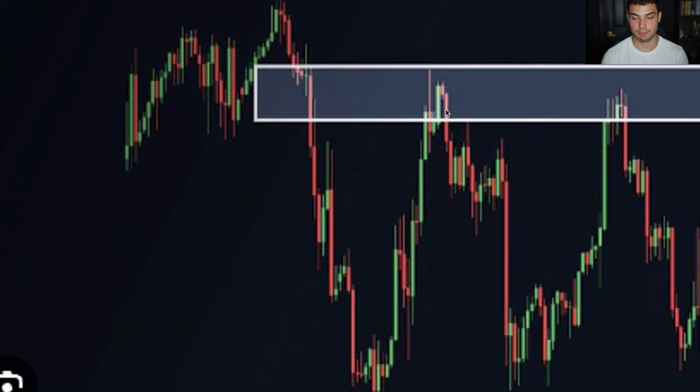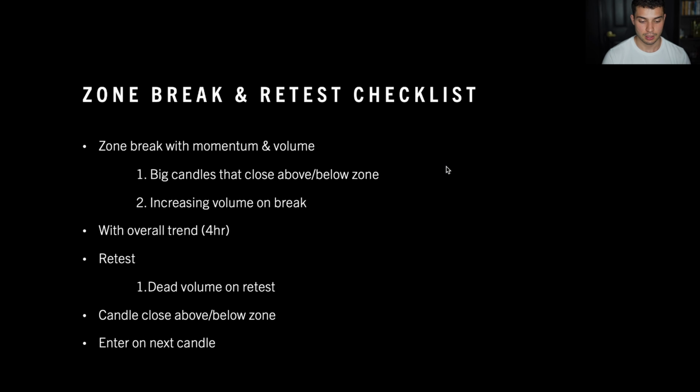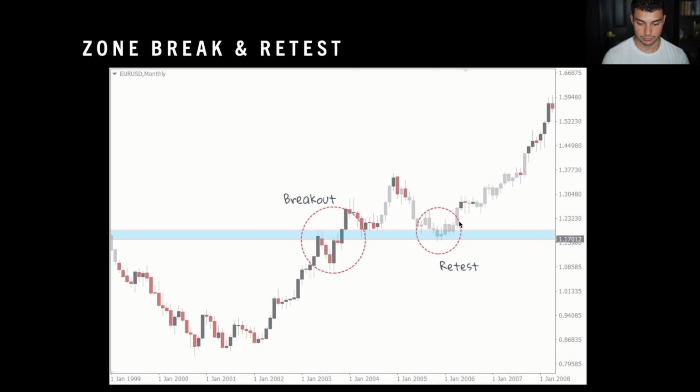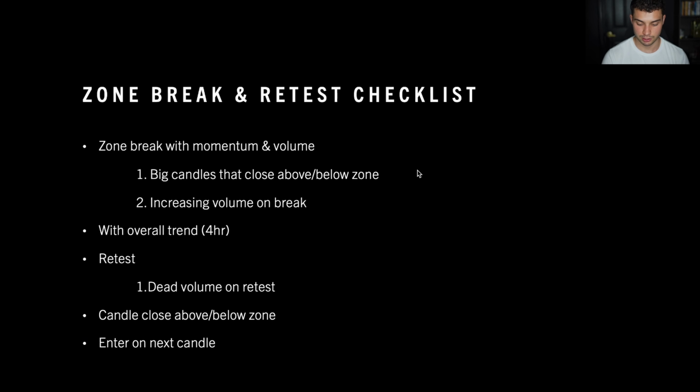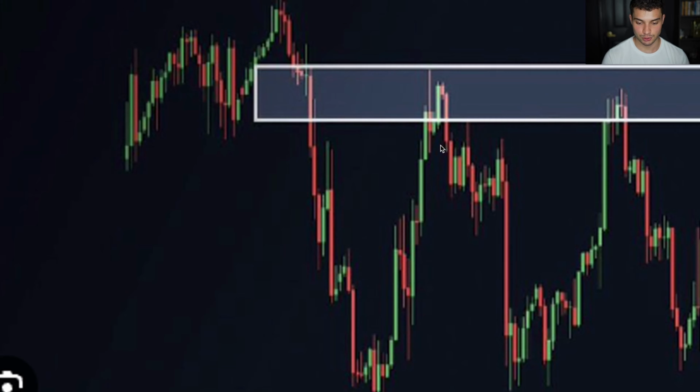So I waited for it to get back in this candle to actually confirm that it was a retest, okay? And would the candle close above or below the zone? Yes, closed above or below the zone. So this one closed above because we're going long. Closed above, great, nice retest. Close below, great, nice retest here, right?